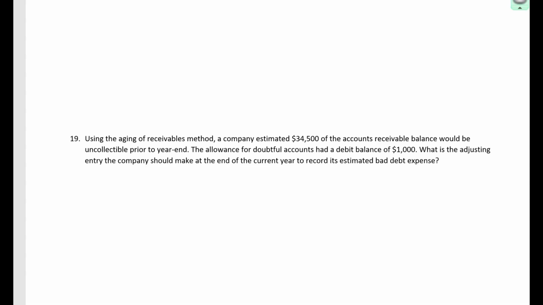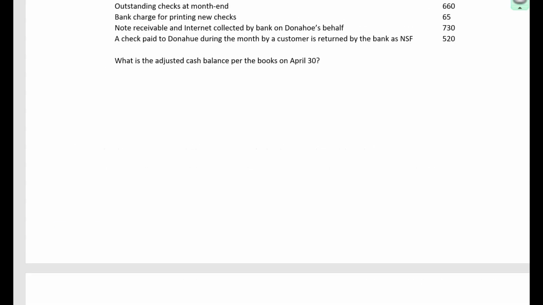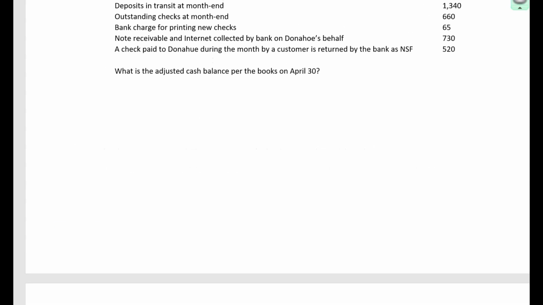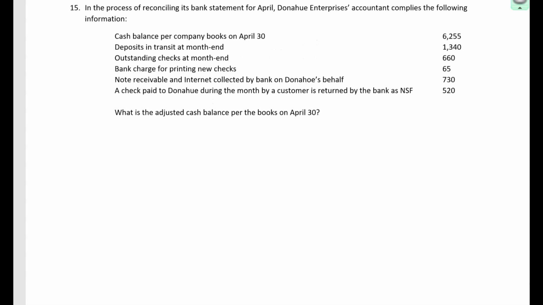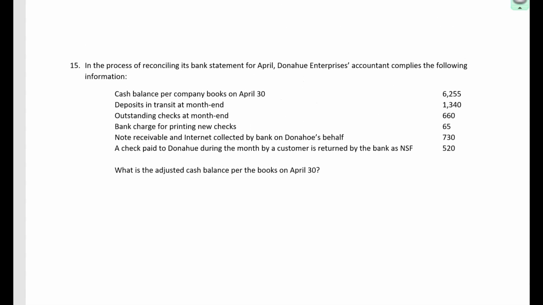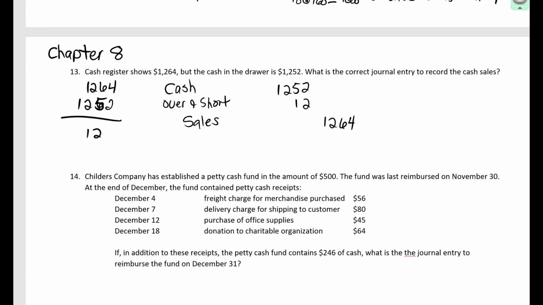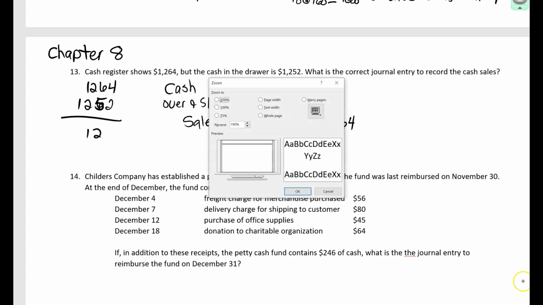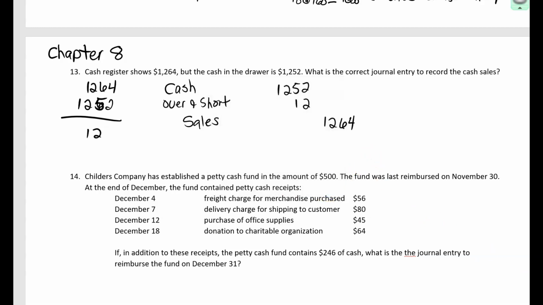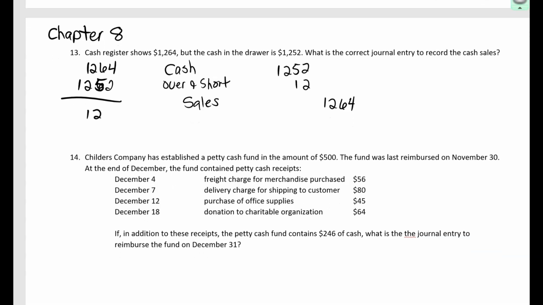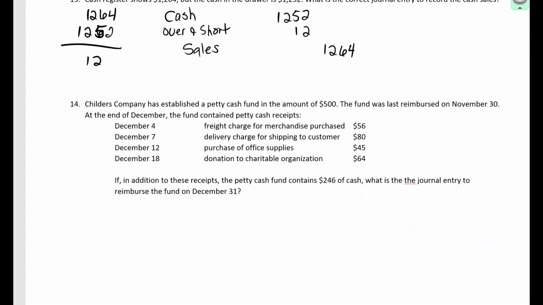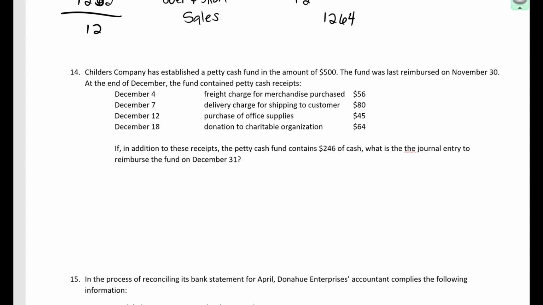Whoops. Oh gosh. Where is it? What? Oh my goodness. Okay, 14. Now we're gonna look at, whoops, this is twice.